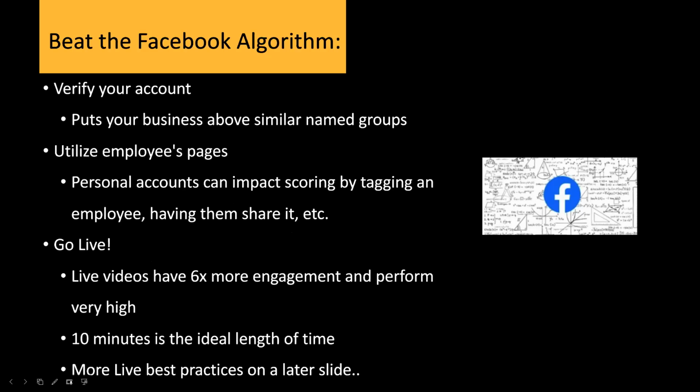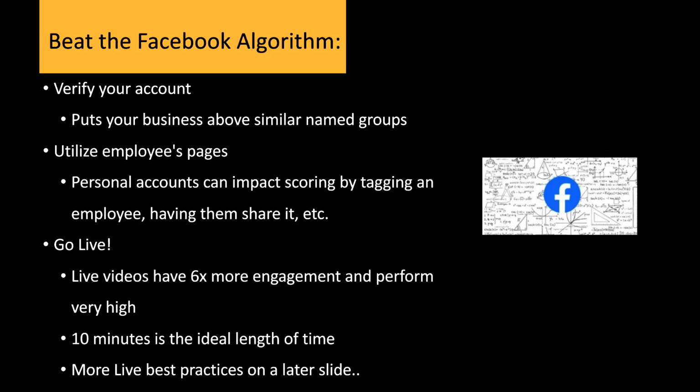A couple more ways you can beat the Facebook algorithm is to verify your account. It's going to put your business above similar name groups in the search tab. So if people are looking for your business, yours is always going to appear higher in the results. Also utilizing your employees' pages. So tag them in a post, have them share it. It's going to share it to a whole larger audience that might not already be exposed to your posts.